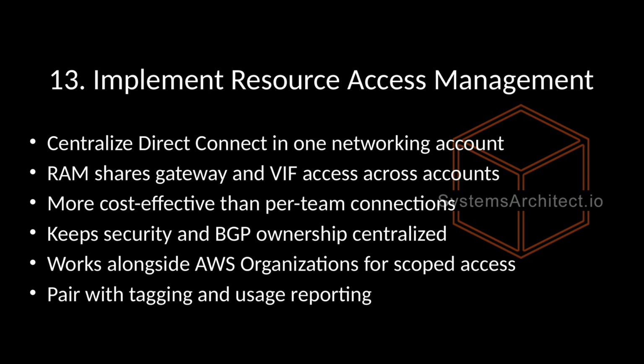13. Implement resource access management. Large organizations often centralize connections in one networking account. That beats a separate connection for every team. AWS Resource Access Manager lets that account share gateway associations. Other accounts in an organization can then use the same connection. That's far more cost-effective than each team standing up its own. Expensive cross-connects get shared instead of duplicated. It also keeps security centralized under one networking team. Pair that sharing with clear tagging and usage reporting.